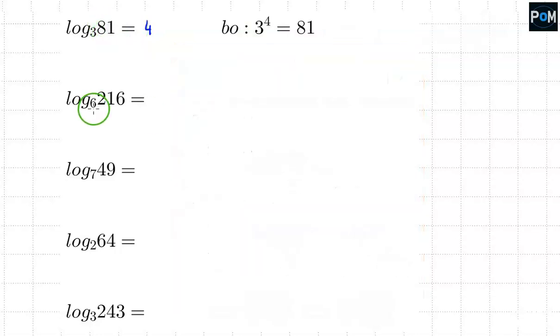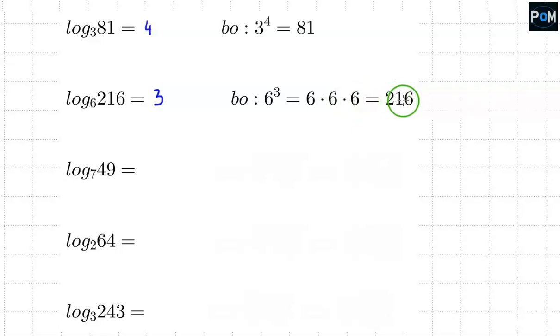Next example, log base 6 of the number 216. 6 to what power gives us the result 216? 6 to the 2nd power is 36, so 2 is too little. Number 3 will fit here. That's because 6 to the power of 3, which is 6 times 6 times 6, gives us exactly the number 216. The log base 7 of 49 will be such a number that when 7 is raised to this power, we need to get 49 out of this. 7 to the power of 2 is 49.